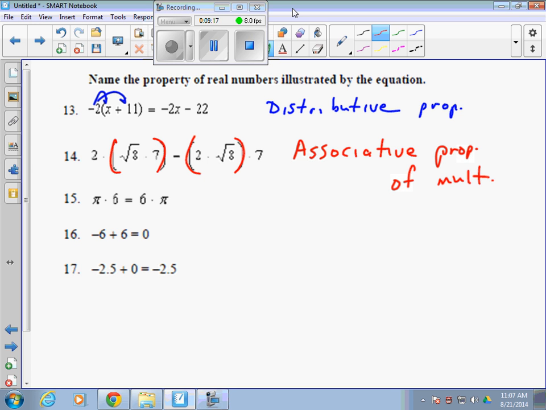Number 15 says pi times 6 equals 6 times pi. Notice they just moved from one part to the other part. They just commuted around. So this would be considered the commutative.